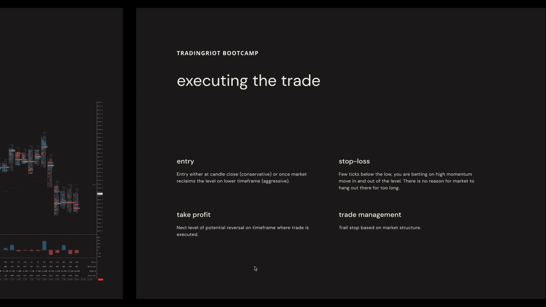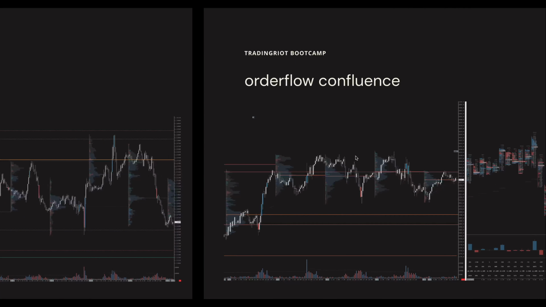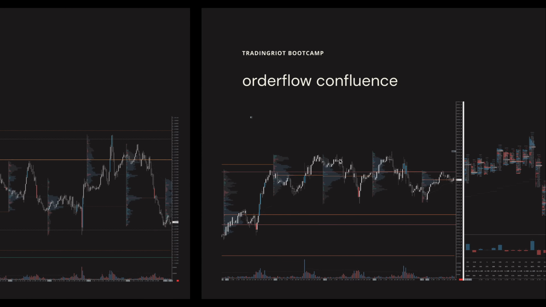Also, I have some rules for the trades that I take, which I will show you later on, that you will be able to filter out these things. The stop loss is a few ticks below the low. You are basically betting on a high momentum move in and out of the level. There is no reason for the market to hang out there for too long. These are those trades where you want to see an immediate reaction. Obviously immediate reaction is once again dependent on the time frame you are trading, but this is the ideal scenario. Market swings to the level, swings out. Market here drifts to the level, but then puts in this rejection and swings out.